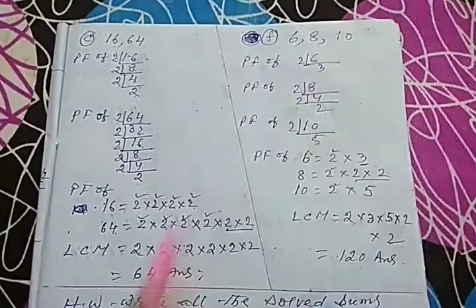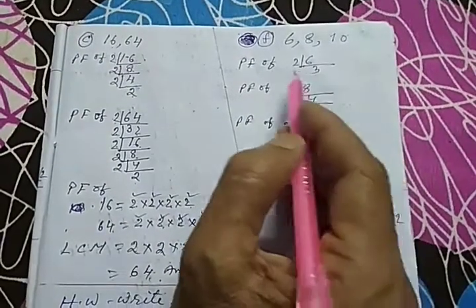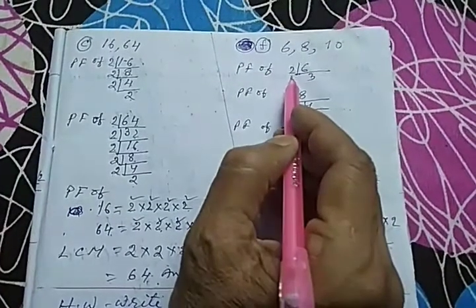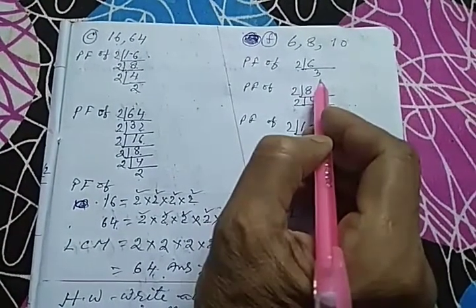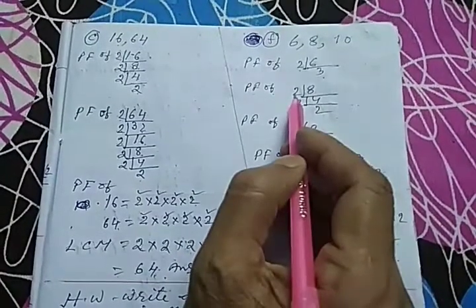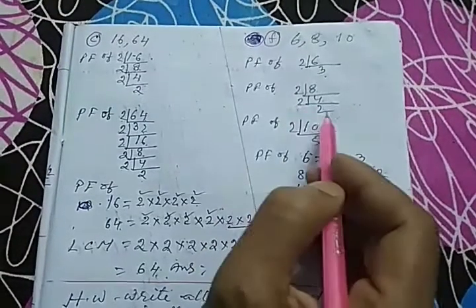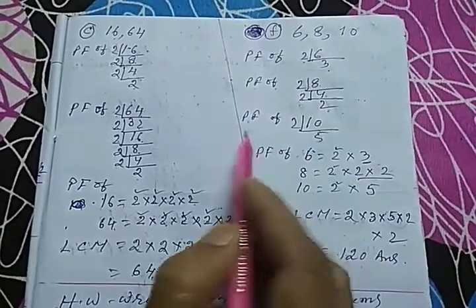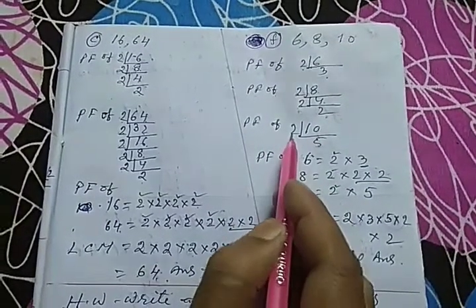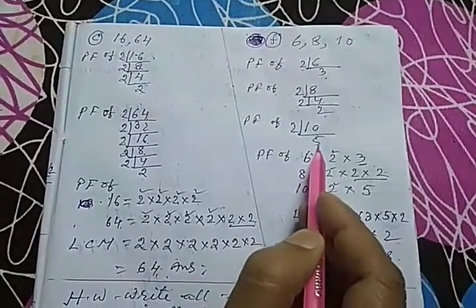Okay, students, in the next question there are three numbers: 6, 8 and 10. In a similar way, we will first find the prime factors of 6. It is divided by the prime number 2 and the quotient is the prime number 3. For 8, first divided by 2, the quotient is 4. Again it is divided by 2 and the quotient is 2. And for 10, it is divided by the prime number 2 and 5 is the quotient.